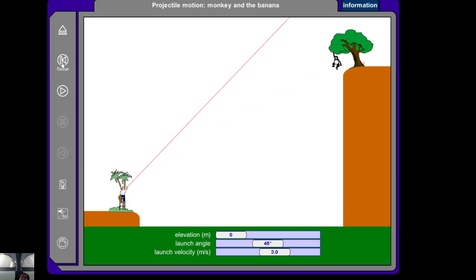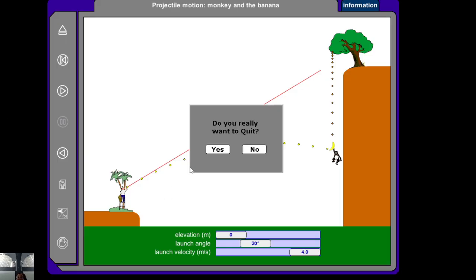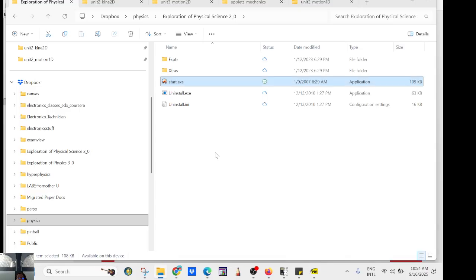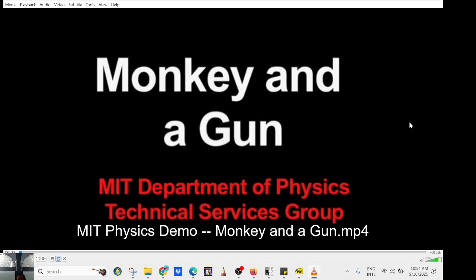Even if you increase the speed, so here I'm going to increase the speed. I'm aiming at it. Isn't that cool? So if I ask you a conceptual question, do you have to aim above, at, below? The answer is at, as long as, yes, you're right.